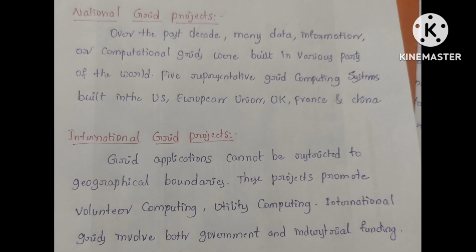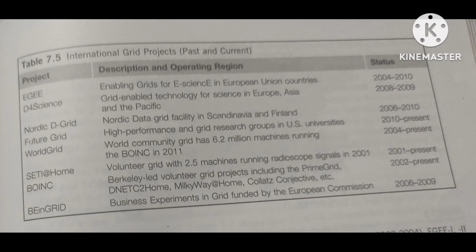International grid projects. Grid applications cannot be restricted to geographical boundaries, meaning those will not be limited to countries. These projects promote volunteer computing, utility computing. Generally international grids involve both government and industrial funding. So national grids are completely funded by the governments, whereas international grids are funded by governments and industries both.